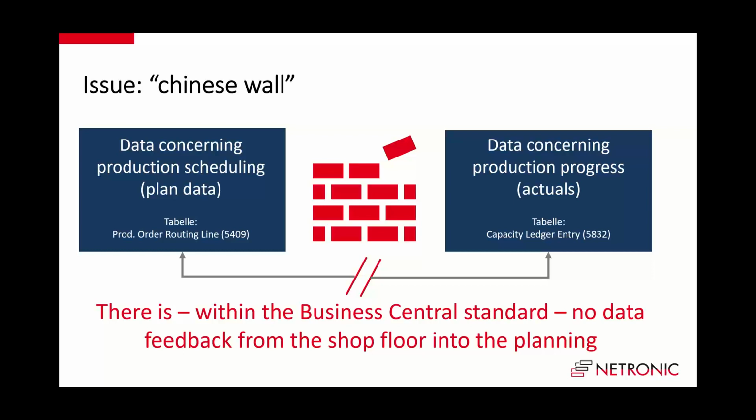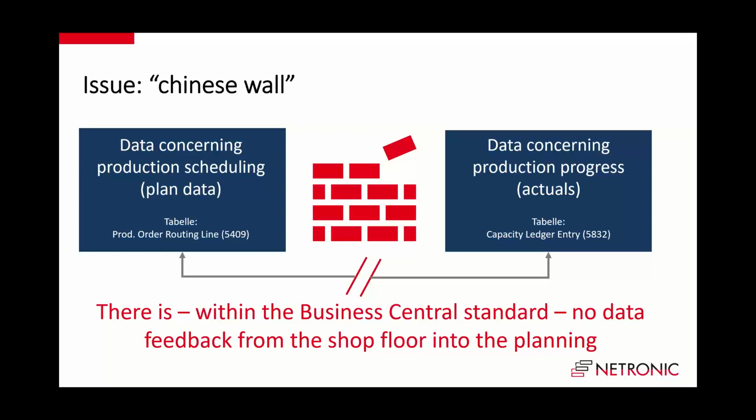So if we scheduled something to run until 3 p.m. and the actuals say, hey, it was run until 6 p.m., then we know we have a delay, and this delay typically has an impact on the schedule, especially if we schedule productions or operations on the machines back to back, as a lot of our customers do when they schedule with finite capacity, which most of the customers we work with have. And this feedback from the shop floor into the planning is entirely missing in Business Central.